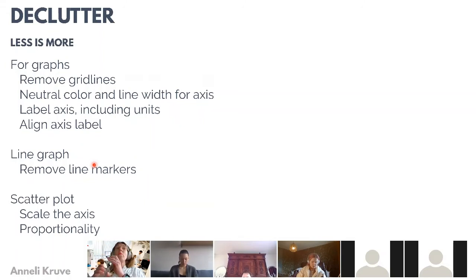So for graphs, that would mean that normally you want to remove grid lines because that causes noise on the graphs. Generally have the same color for all of the axes and have this color neutral, your base color basically. Label axes with units, but put them in an orderly way, and align axis labels as well so that they would be either in the center or on the end of your axis.